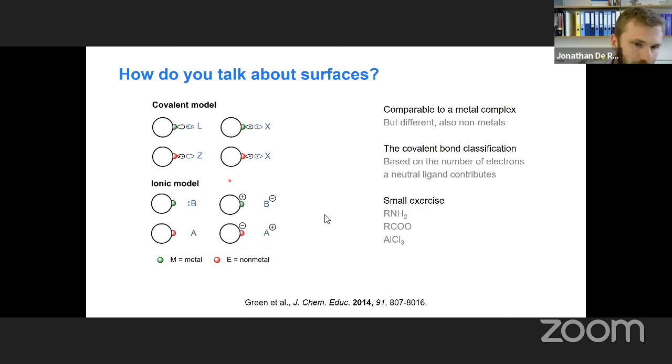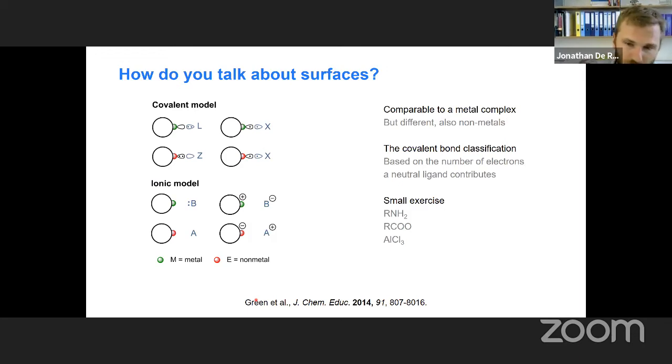And so this ionic model seems a bit more appropriate to describe nanocrystals, because this covalent model was described by Green for metal-ligand interactions. It was not really meant for non-metal-ligand interactions. But a nanocrystal has two binding sites. It has both the non-metal and the metal on the surface.